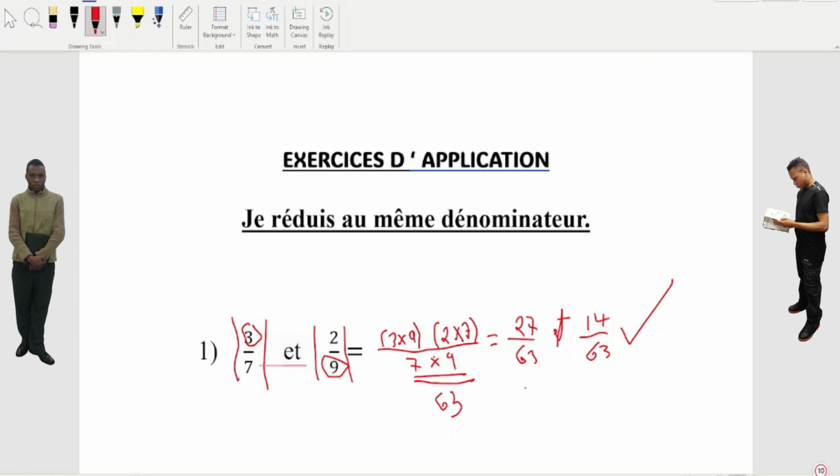I just want to show you in case you get confused and don't understand where 27 is coming from, where 14 is coming from, okay? That's the way of doing it. But most of the time, the way I did them at the beginning, that's how people do it, okay? So we're going to do the next one, okay?